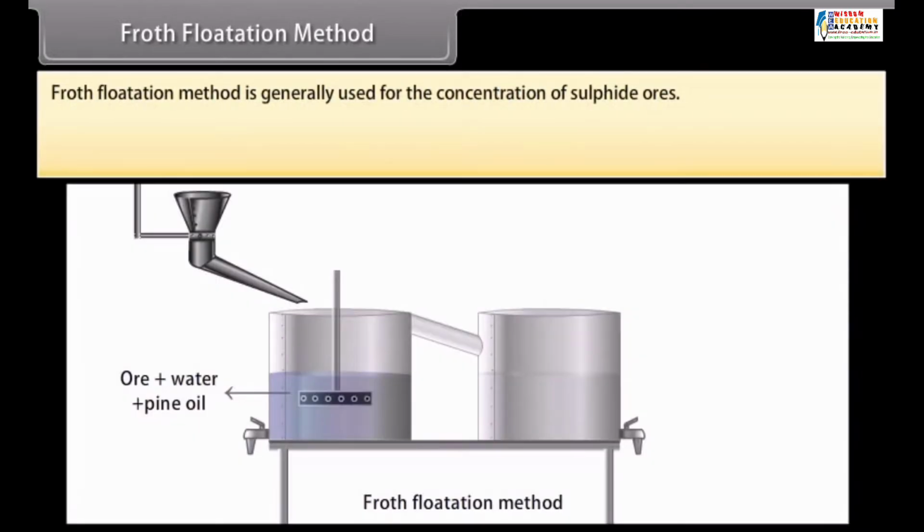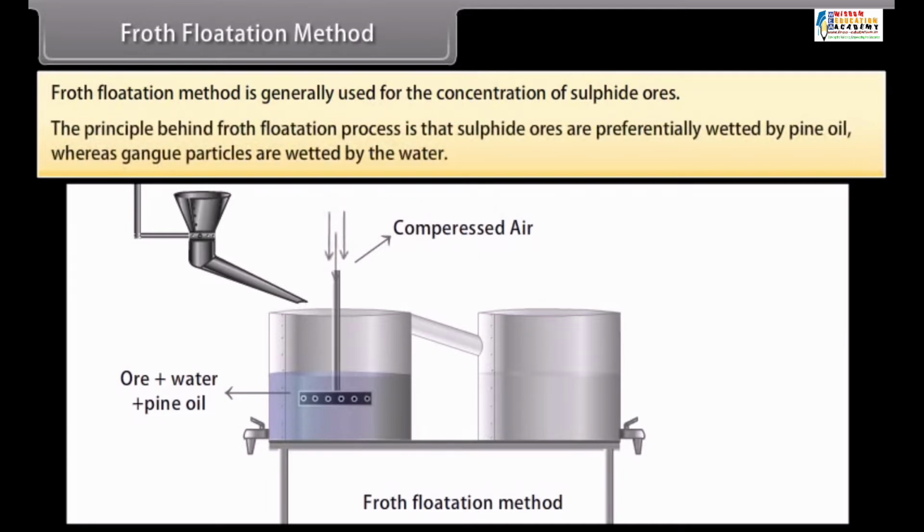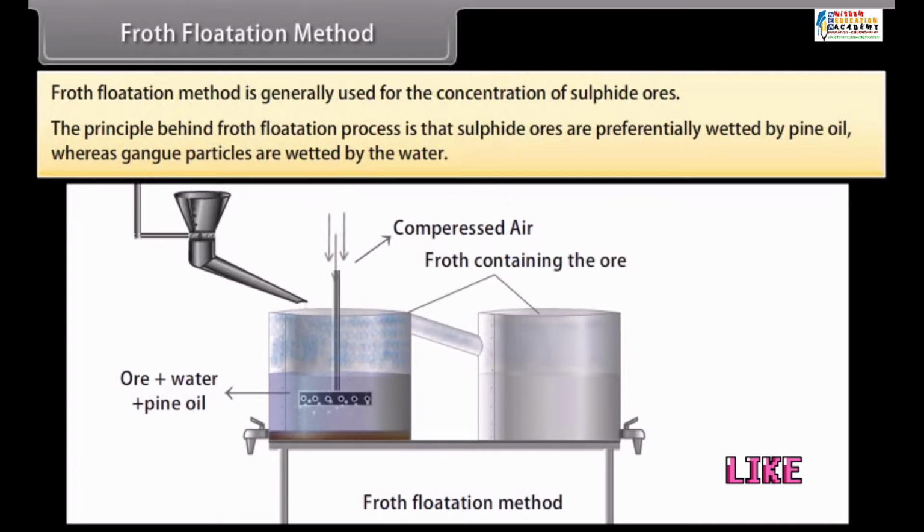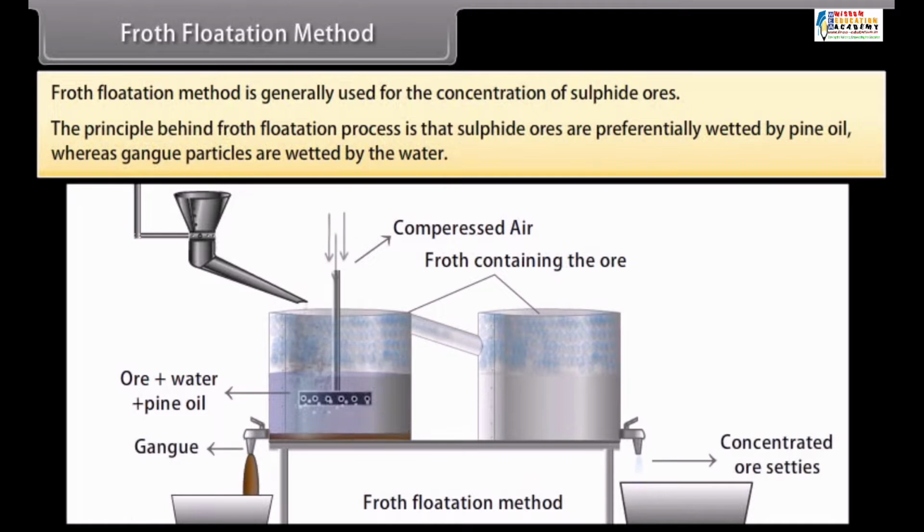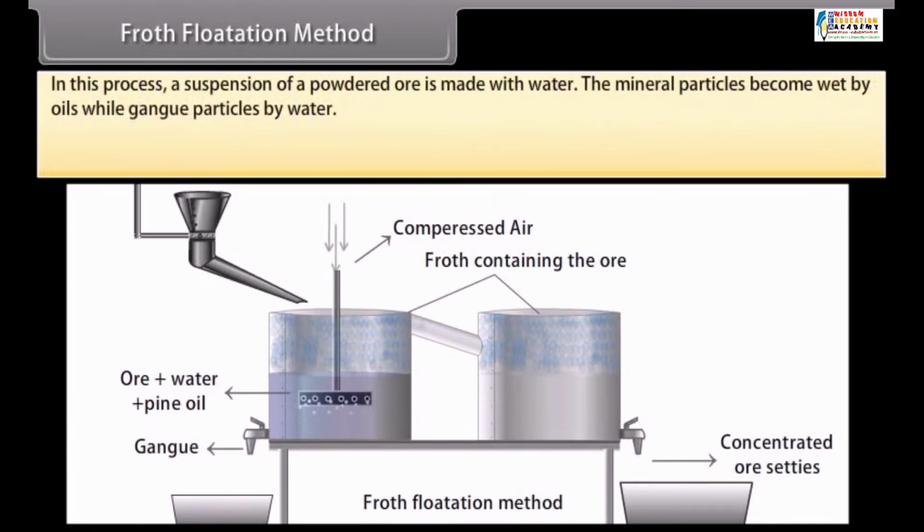Froth flotation method. This method is generally used for the concentration of sulfide ores. The principle behind the froth flotation process is that sulfide ores are preferentially wetted by pine oil, whereas gangue particles are wetted by water. In this process, a suspension of a powdered ore is made with water. Collectors like pine oil, fatty acids and xanthates are added to it. Froth stabilizers like cresols and aniline stabilize the froth.